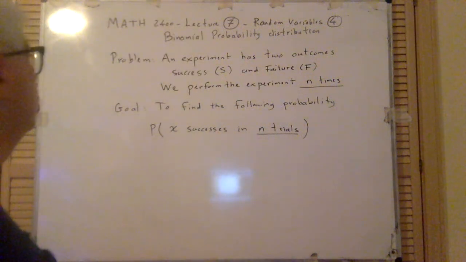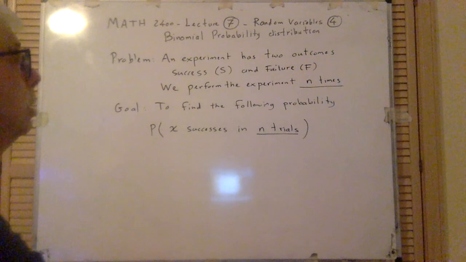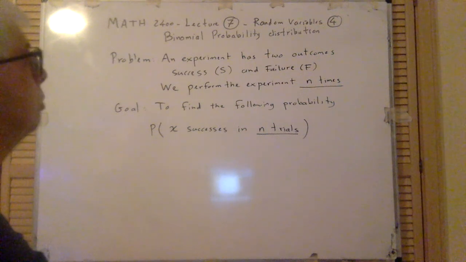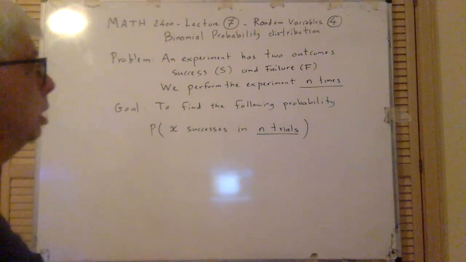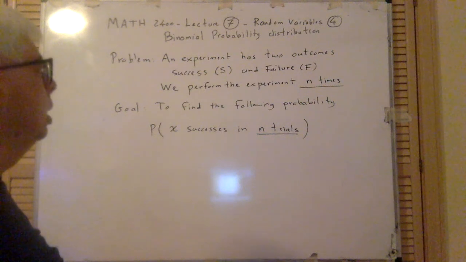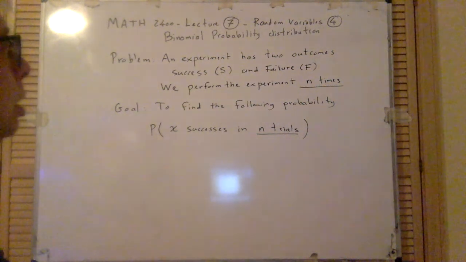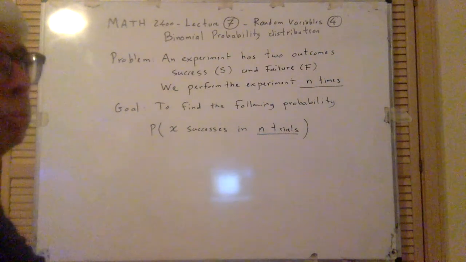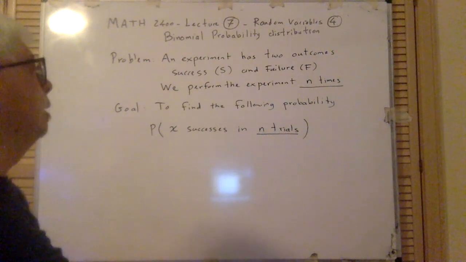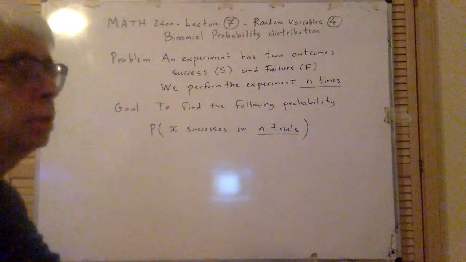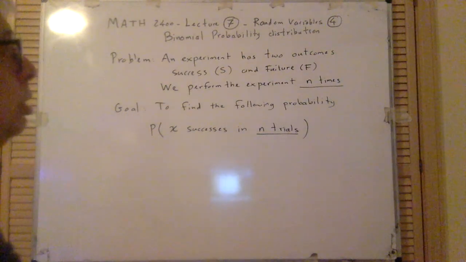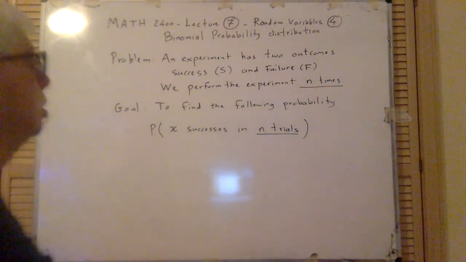Okay, so Math 2400, Lecture 7, Random Variables 4. In fact, we're still in discrete random variables, and we discuss the binomial probability distribution. Binomial is the basis for so many things. In fact, that is the discrete version of the normal distribution. So it's important to understand this carefully.